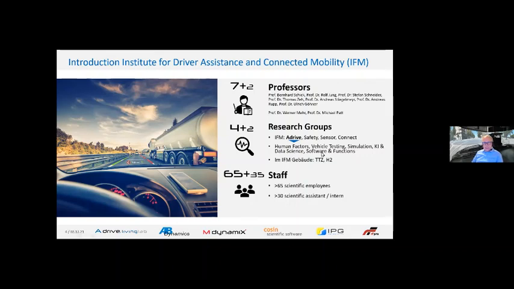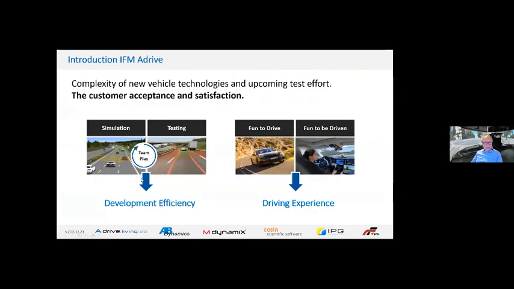And I'm responsible for the institute at all, but additionally for the research group A-Drive, which is split and structured in human factors, vehicle testing, simulation, artificial intelligence, data science, and software and function. And A-Drive is the biggest research group with around about 65 to 70 people. So at all, there are 7 professors.